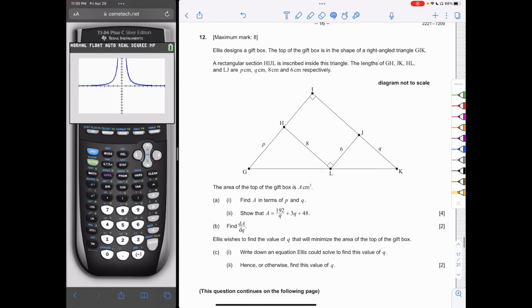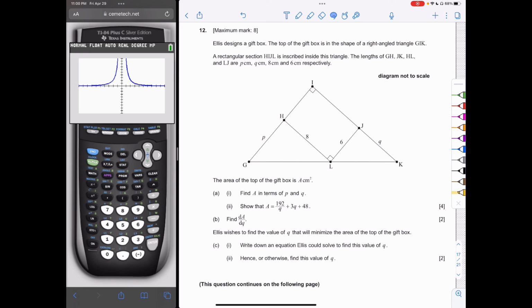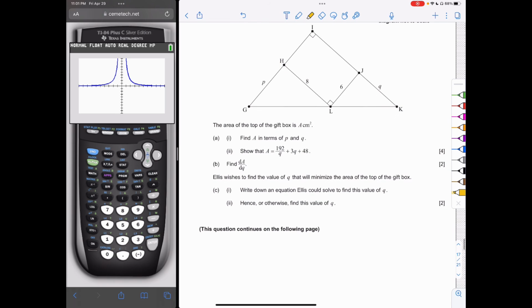So now let's look at number 12. Number 12 says Ellis designs a gift box. The top of the gift box is in the shape of a right angled triangle, G, I, K. So if I go from G to I to K, I'm talking about this whole triangle here. It says a rectangular section HIJL is inscribed inside this triangle. The lengths GH, JK, HL, and JL are P centimeters, Q centimeters, 8 centimeters, and 6 centimeters respectively. It says the area of the top of the gift box is A. Part A says find A in terms of P and Q.